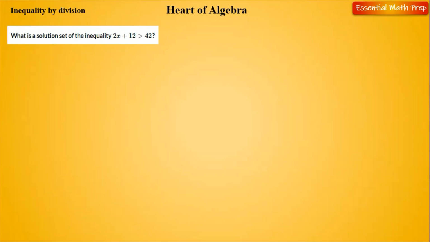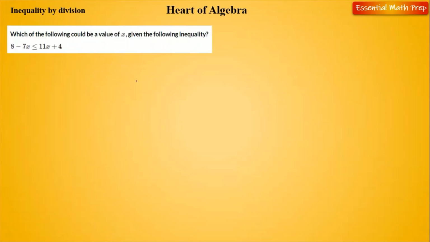Let's get started. You're asked to determine the solution set of the inequality 2x plus 12 greater than 42. So here's how we do it. 2x plus 12 is greater than 42. You can add negative 12 on both sides, which would make it 2x is greater than 30. If you divide by 2 on both sides, x is greater than 15. And that's the solution set for the inequality 2x plus 12 greater than 42.